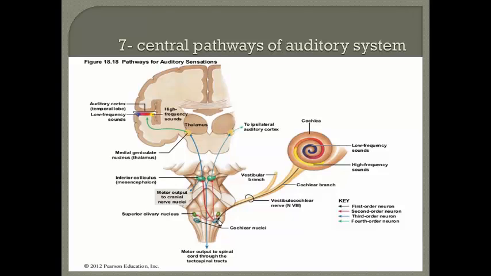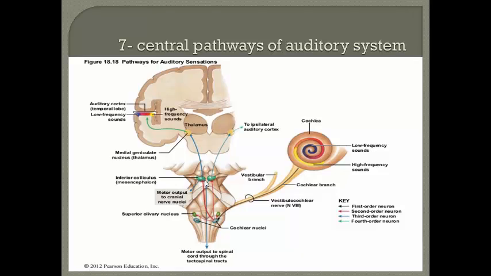From there, fibers will move into the superior olivary nucleus. As you see there, the green dot is the superior olivary nucleus. From the superior olivary nucleus, the fibers pass upward through the lateral lemniscus to end in the inferior colliculus, as you see there.